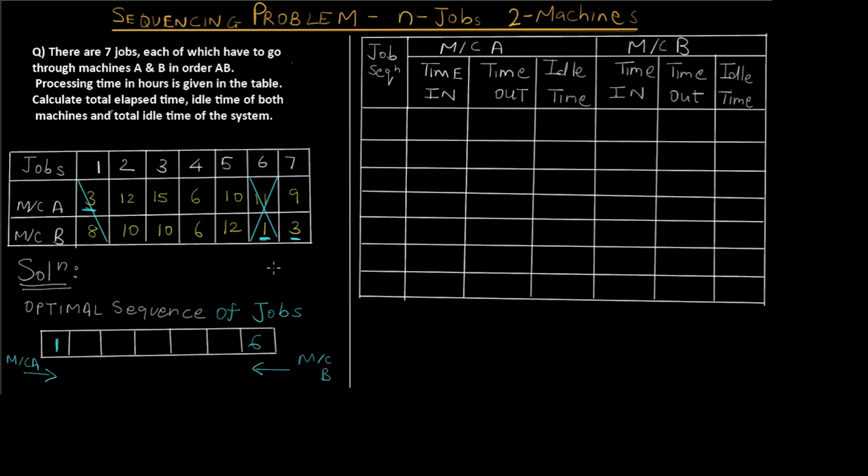Let's see the next minimum value, which is again 3. But this time it is for machine B and job number 7, and for machine B we start from right to left. So I'll write job number 7 down over here, and again cancel out this entire column. Now let's see the minimum value, which is 6, and in both cases it is machine A and B. You can start from either machine, but since A has higher precedence over B, we start from left to right. That is, we write down job number 4 for machine A starting from left to right, and again cancel out this entire column. Now again we find the minimum value, and now the minimum value is 10.